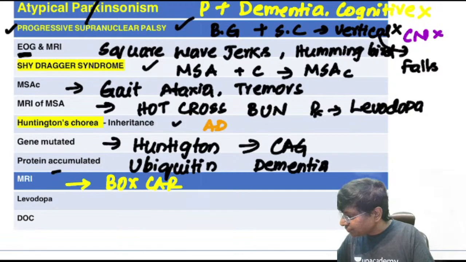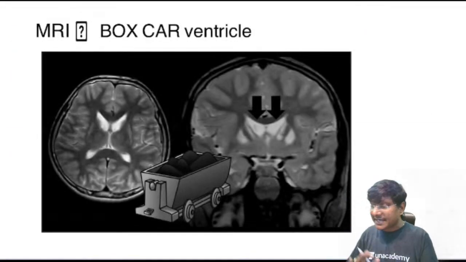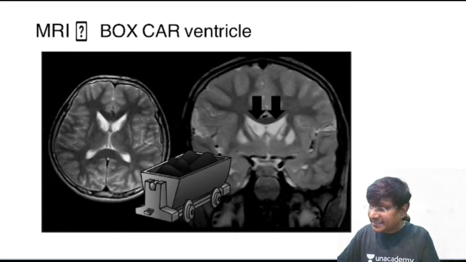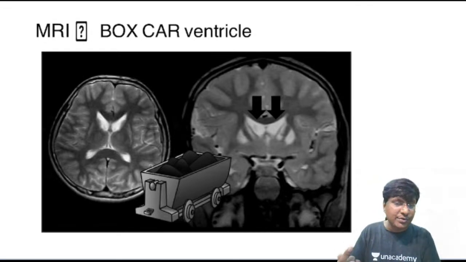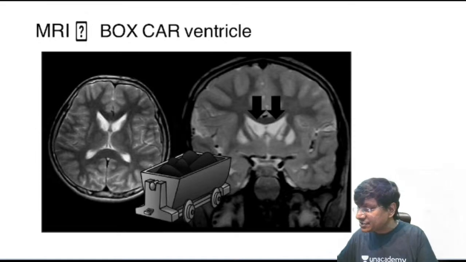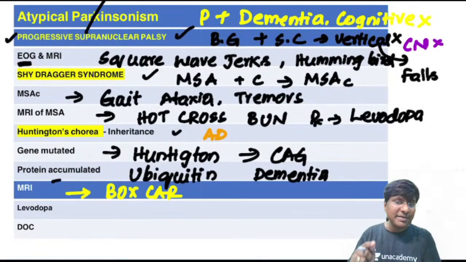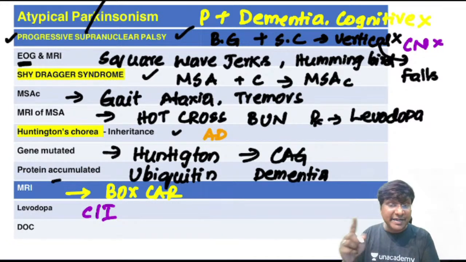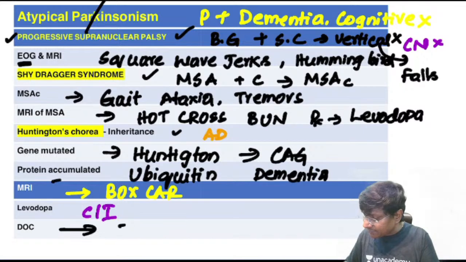Now let me just show you the MRI here. This is a characteristic boxcar ventricle in patients with Huntington's chorea. Now, how do you treat these patients? In these patients the dopamine is excessive, so because dopamine is excessive in Huntington's chorea, levodopa is contraindicated. So you should give a dopamine depleter, and that dopamine depleter will be tetrabenazine.